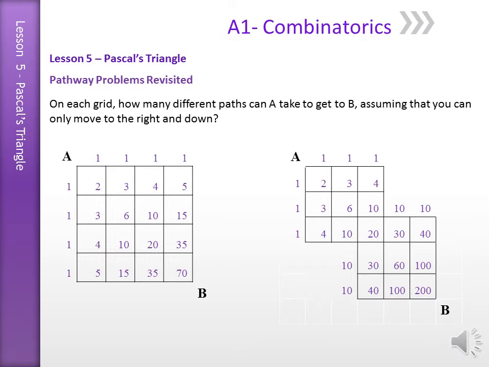For the second one, it's exactly the same thing. But notice that it gets a little bit complicated around where the 10s are. If you notice, we get the first 10 by adding the 4 above and the 6 to the left. But the next 10 to the right, there is no number above. So in this case, we are just carrying the 10 that is from the left. Continue with this pattern, and you should end up with 200 ways to get to point B.